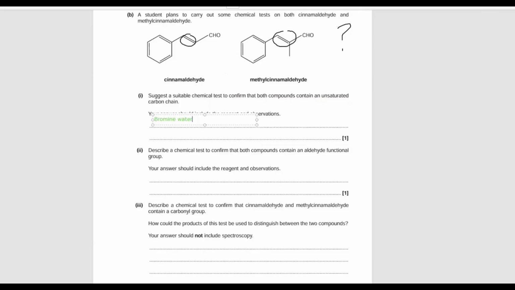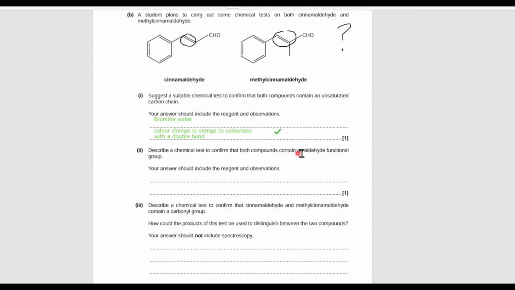It's the bromine water test. So that's orange to colorless. Bromine is red to colorless, but bromine water is slightly diluted. It's an aqueous solution, so it is orange to colorless as it adds across the double bond by electrophilic addition.